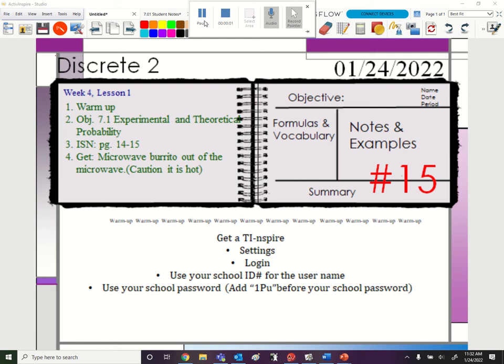All right, class. Yeah, no one's in here. So I really don't get much out of this, but we're going to go through and do the notes. Same thing that we have been doing.